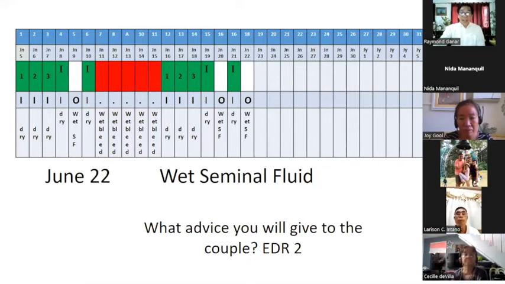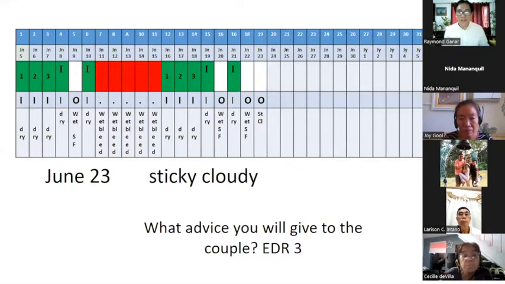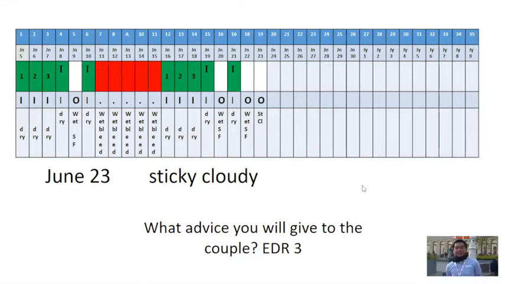Day 19 or June 23, sticky, cloudy. Okay? If there is already the appearance of mucus, apply what rule? EDR3. What is EDR3? Avoid intercourse during the days of mucus. Mucus starts to appear on June 23. Let us now continue. So no genital contact on June 23. That will be our advice.